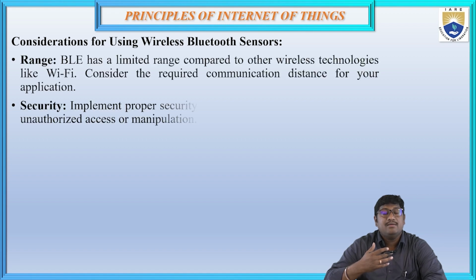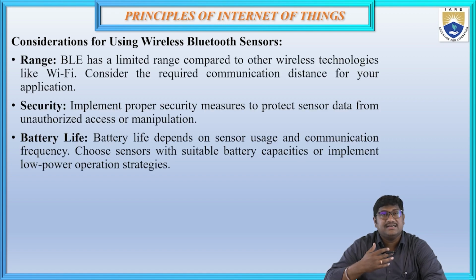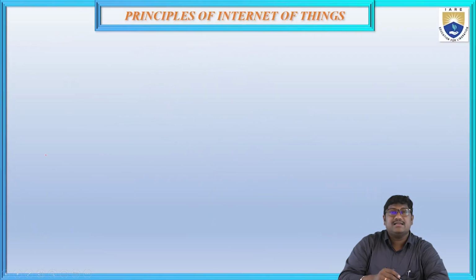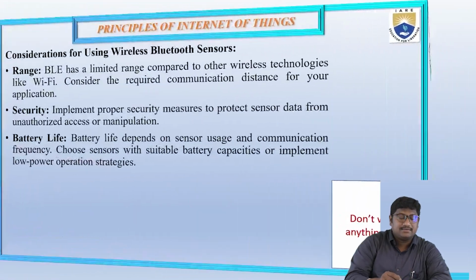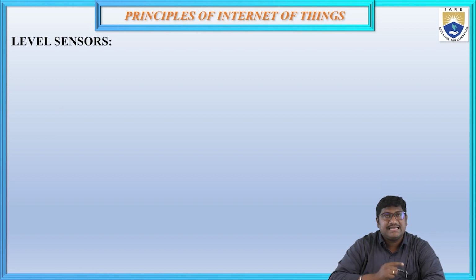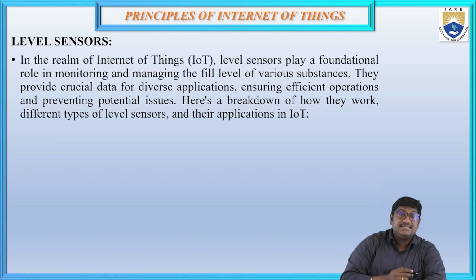We need to consider multiple things for using these wearable devices. You need to consider range, you need to consider security, you need to consider battery life also. These are the three things which we need to consider. Coming to the next topic, which is level sensors. These level sensors play a major role in managing and monitoring levels of substances. They provide diverse applications for using effectively and avoiding potential issues.